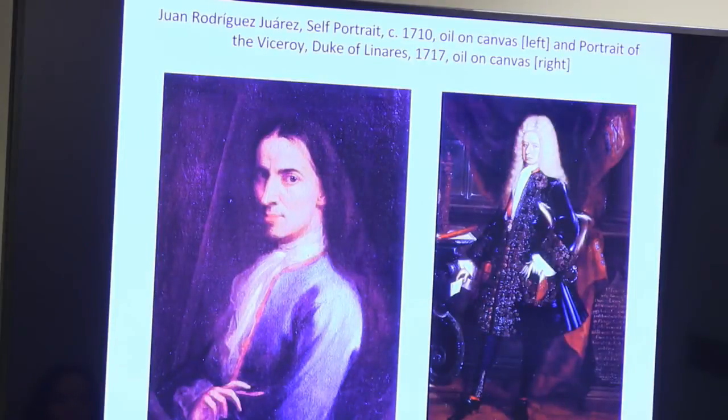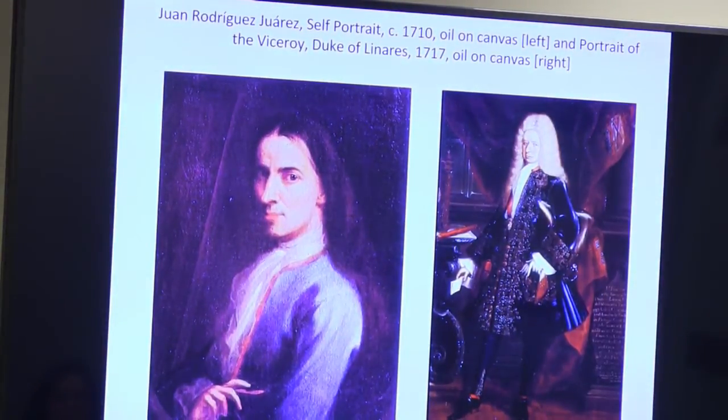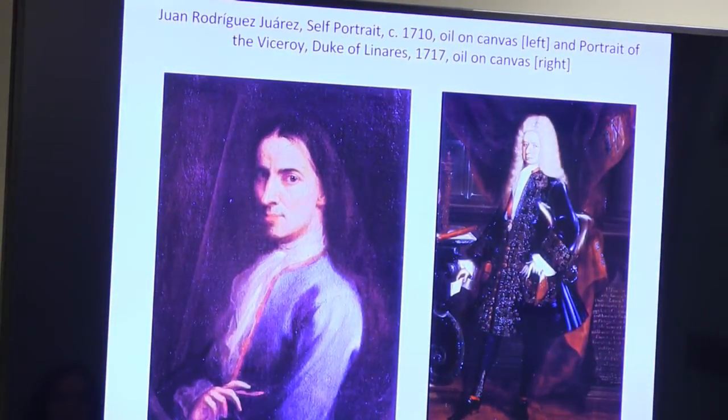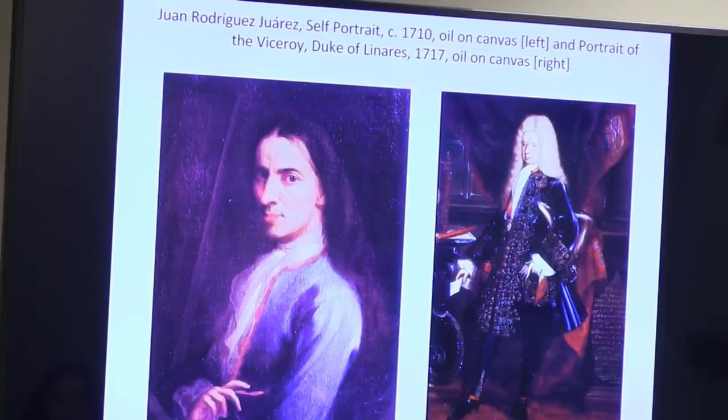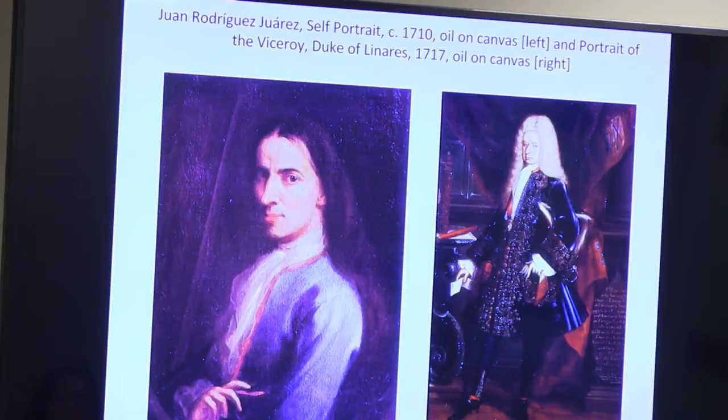Here is a self-portrait of Juan Rodriguez Juarez, one of the few self-portraits we have. I think there are only two or three that I know of. This is one of them from around 1710, I'm guessing, on canvas. And then to the right is one of the individuals who was a patron. He's the viceroy, the first Bourbon viceroy, the Duke of Linares. That he painted that portrait.